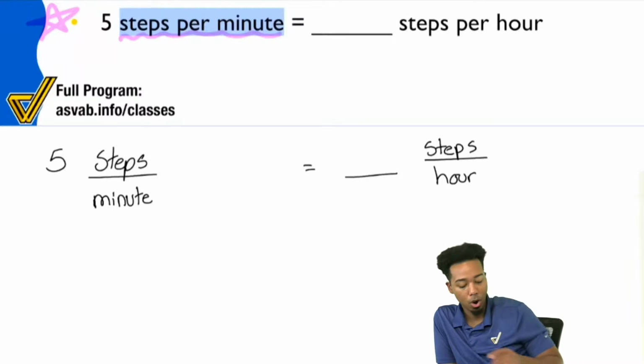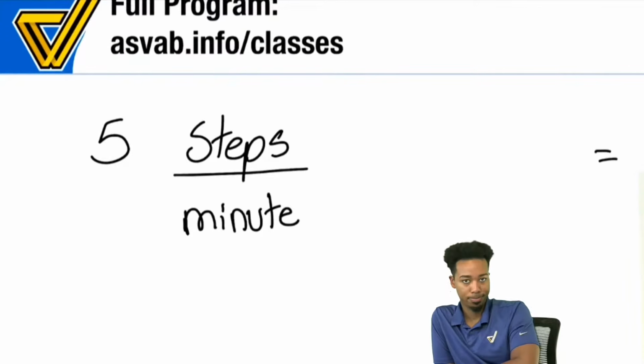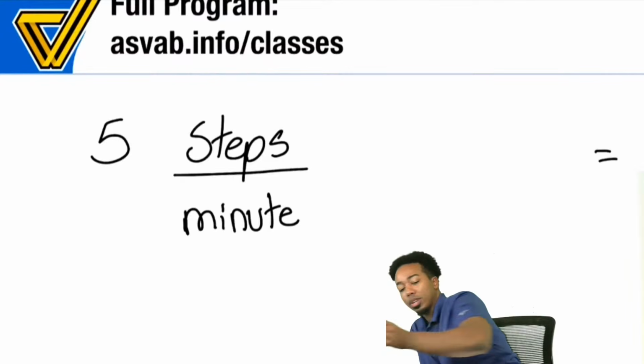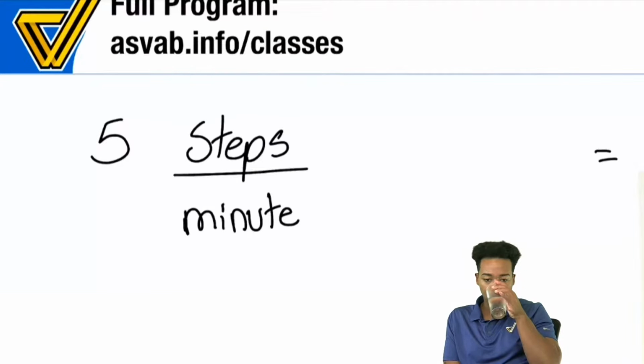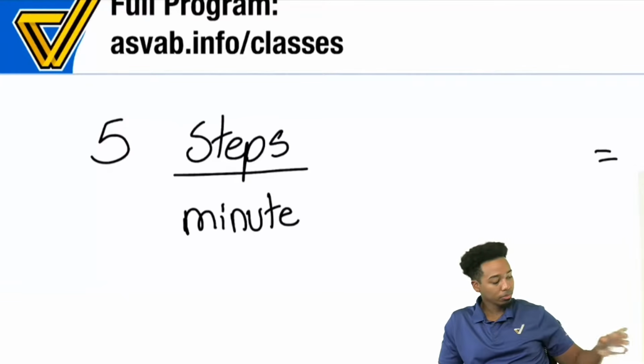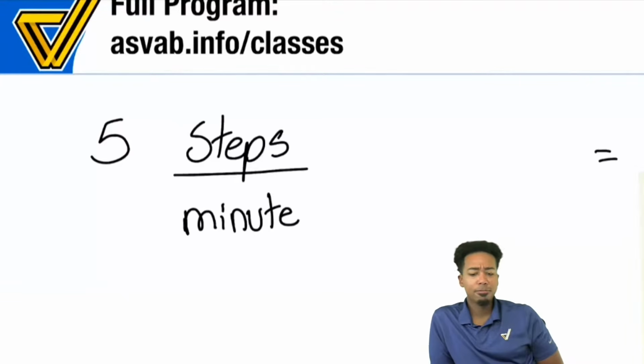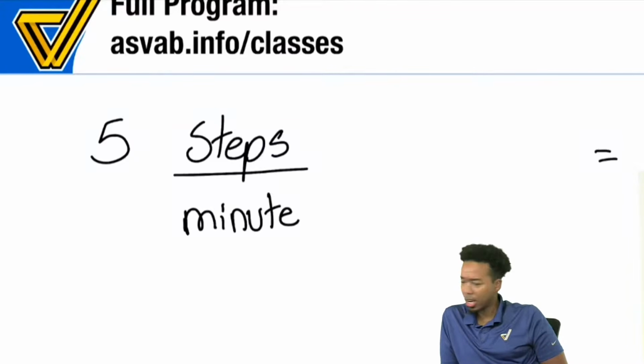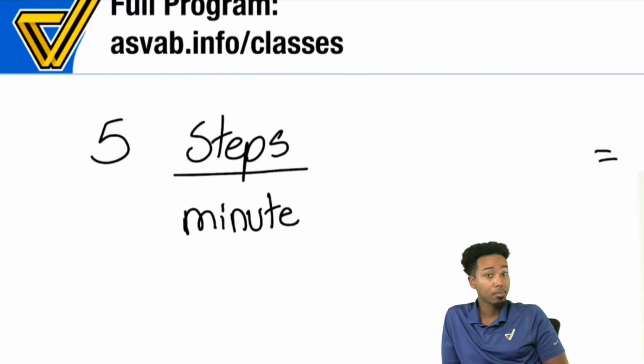Everybody, what unit are we looking at here that we're trying to get rid of? Which unit are we trying to get rid of? Okay, if minute is what we're trying to get rid of, ask yourself, where is it currently? Is it on the bottom or the top? Where is it currently? Yeah, it's currently on the bottom. So that means that if we wanted to cancel it out, we would need to put minutes where?